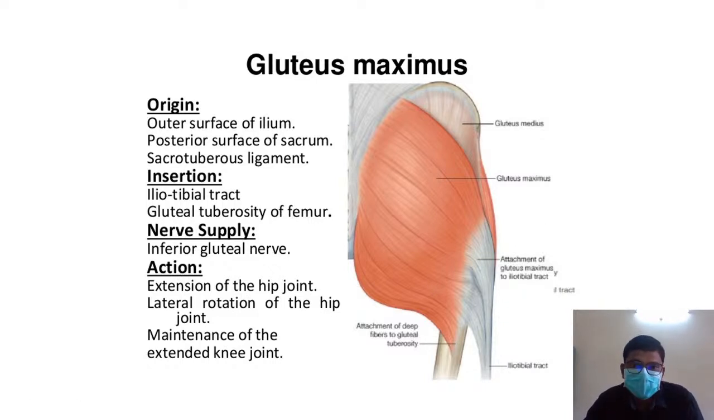One insertion is over the iliotibial tract. You can see this one, this is nothing but the iliotibial tract. The deep fibers of the gluteus maximus go directly to the gluteal tuberosity of the femur, which is seen here. This muscle is supplied by the inferior gluteal nerve. The important action of the gluteus maximus is that it helps in extension of the hip joint and also lateral rotation of the hip joint, and it maintains the extended knee joint in the same position.